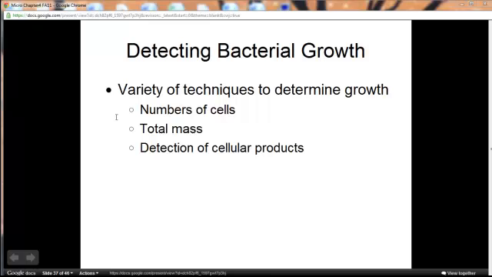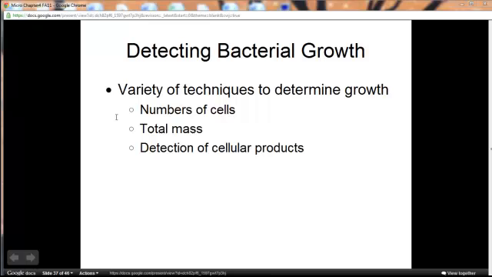Now let's talk briefly about some of the ways in which we try to enumerate microbes. How do we know how many cells are actually there? We talked about the population growth curve and the ways in which we can predict how populations will fluctuate over time. But how do we get the numbers of actually how many cells are there?